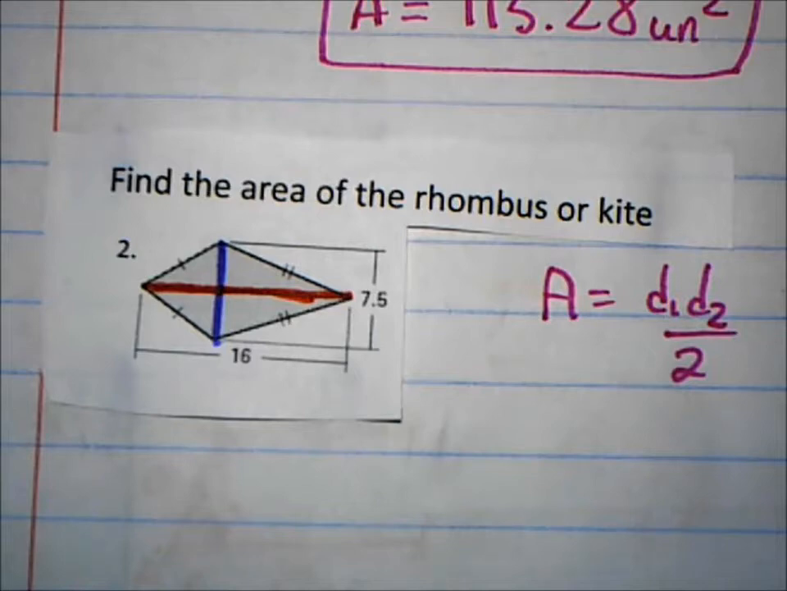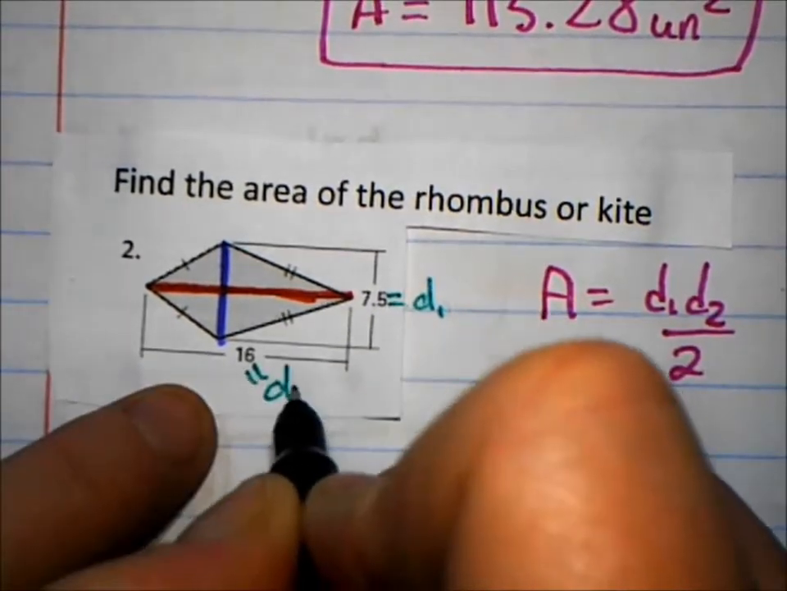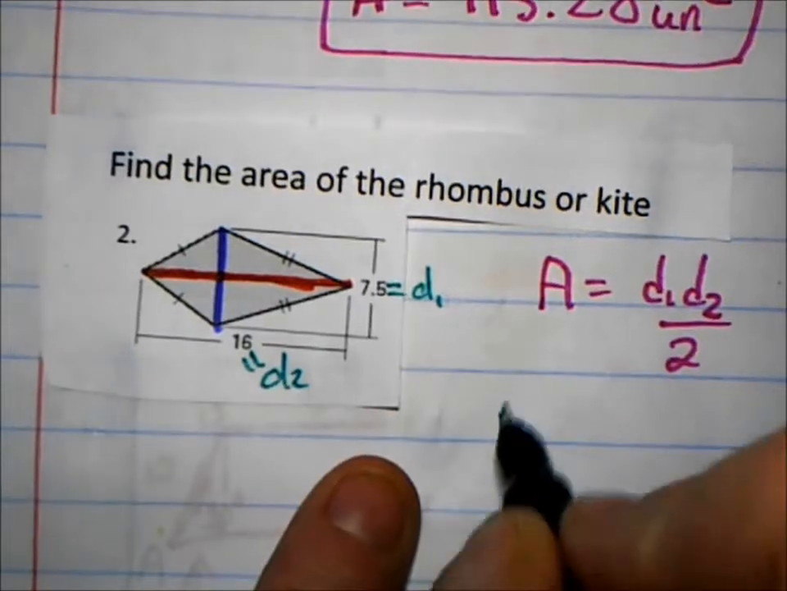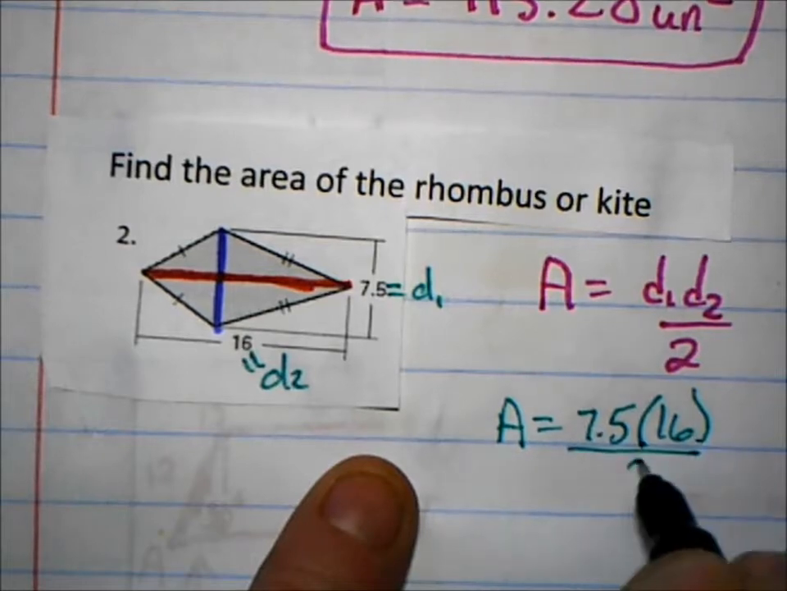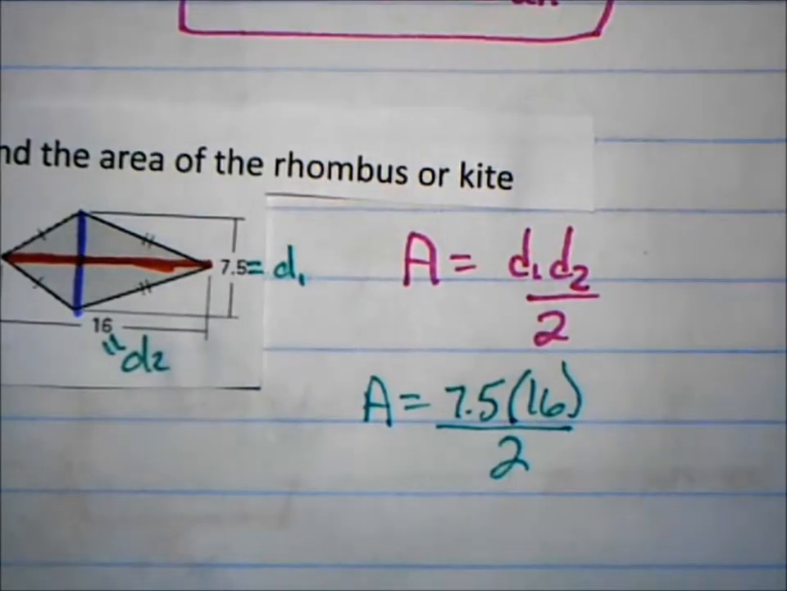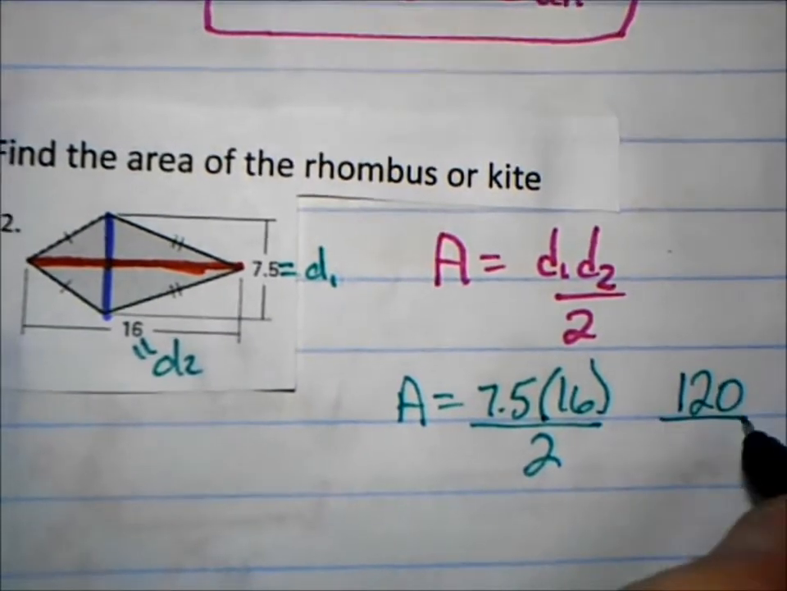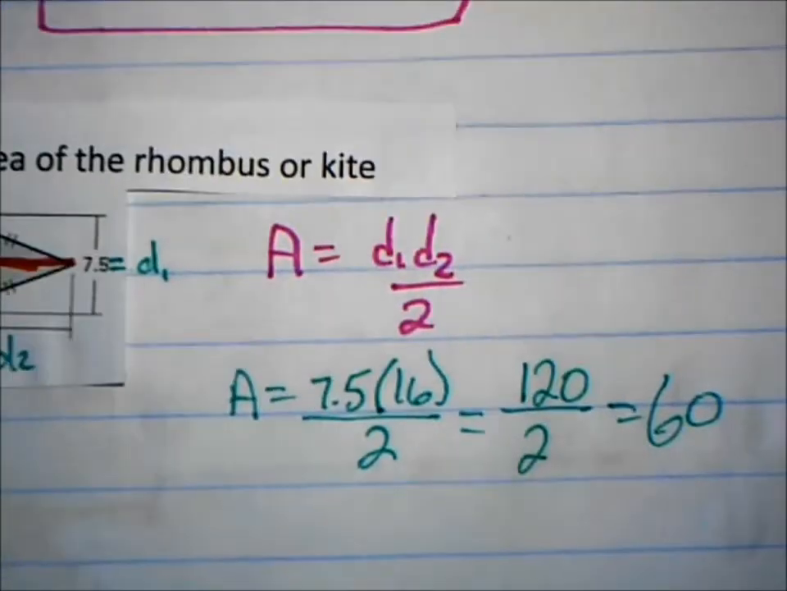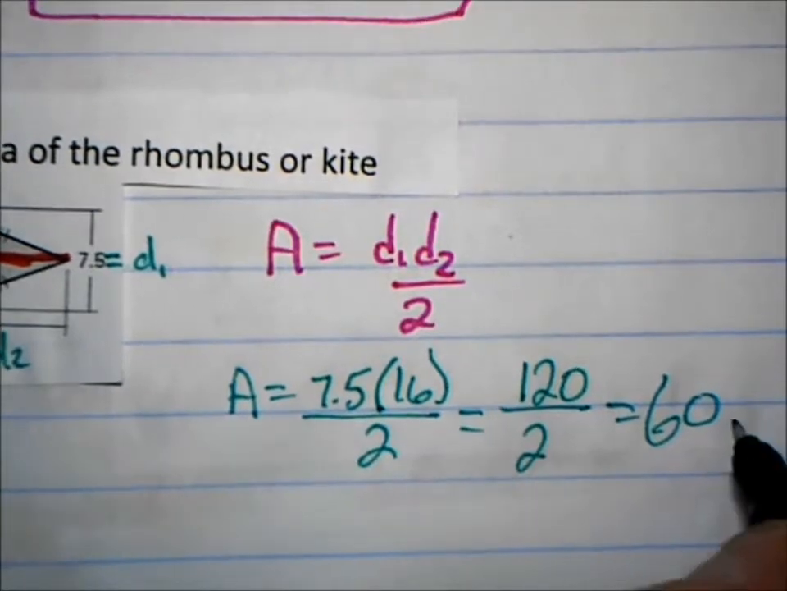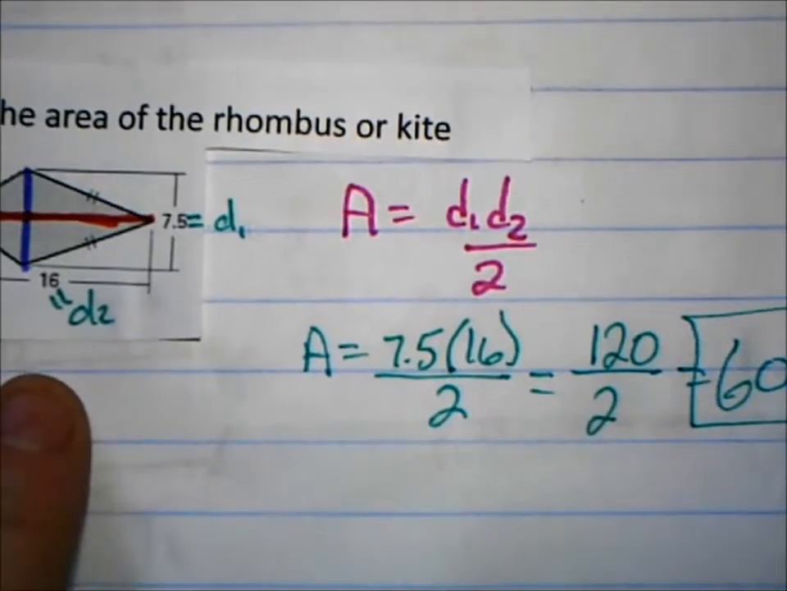So that means to actually work the problem, I'm going to fill in my values. I'm going to let this first one be diagonal 1 and this one be diagonal 2, which means I'll have 7.5 times 16, and I'll divide by 2. 7.5 times 16 is 120. I divide that by 2. That gives me 60, and there's not any units, so units squared would be the area for the kite.